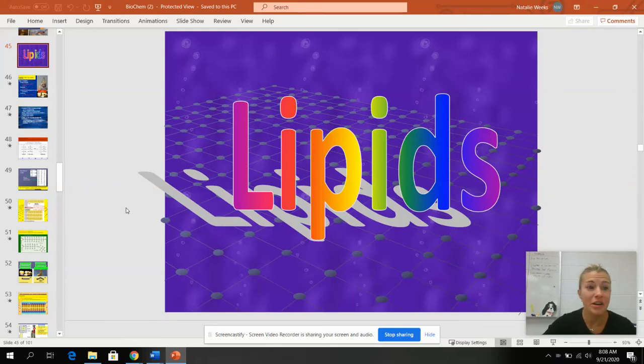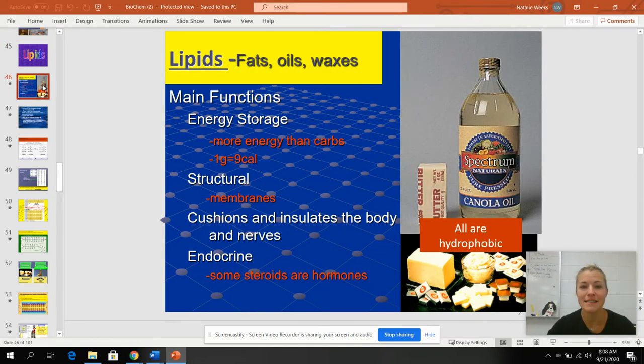Hello, guys. So today we're going to talk about lipids. Lipids are anything that's a fat, oil, or a wax, and the main function of this is energy storage. I know with carbohydrates, we talked about them being for either structure or for energy or fuel. But with lipids, we're also going to have some of those same properties as well due to their massive amount of carbon to carbon bonds.